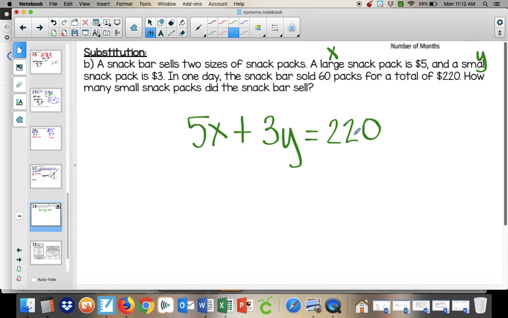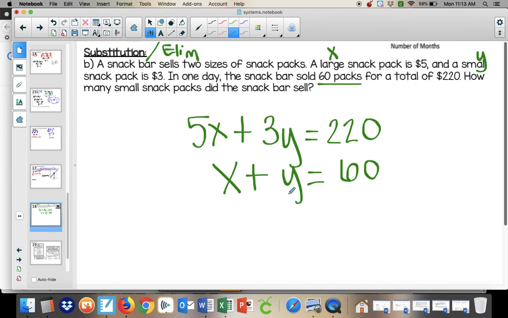So what I did with this first equation is I took the amount of money a large one is, and the amount of money the small one is, and how much money we took all together. Now, it says we sold 60 packs. Large snack pack plus small snack pack is 60. So I could actually use substitution or elimination on this one. Pause right now, and I want you to actually try it. You choose which method you want, and I want you to try it.